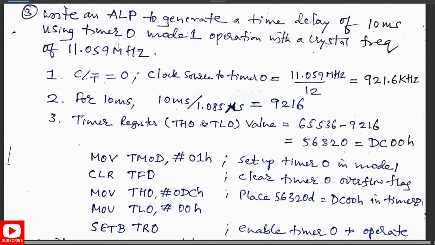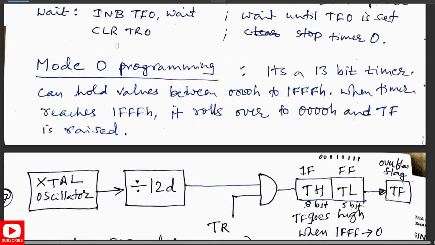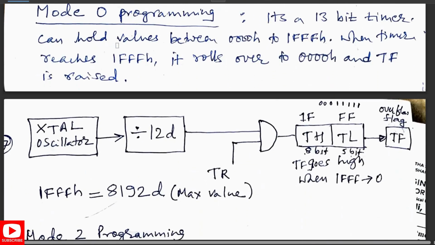Next is the same thing. Again, the values are changed. That is a timer 0 mode 1 operation. Go through that. We'll start with the mode 0 programming.